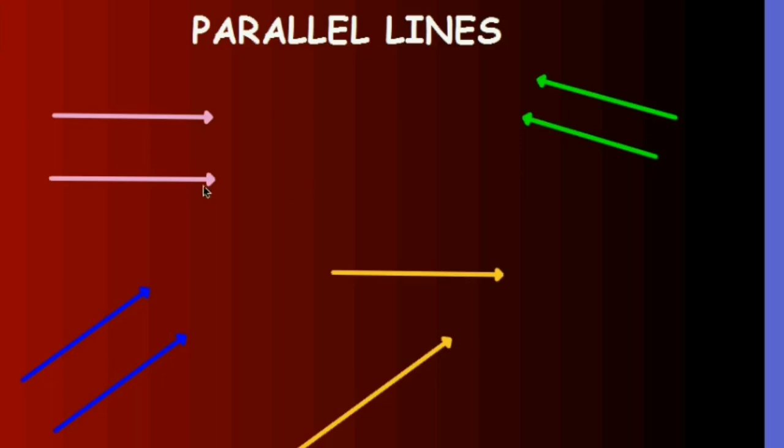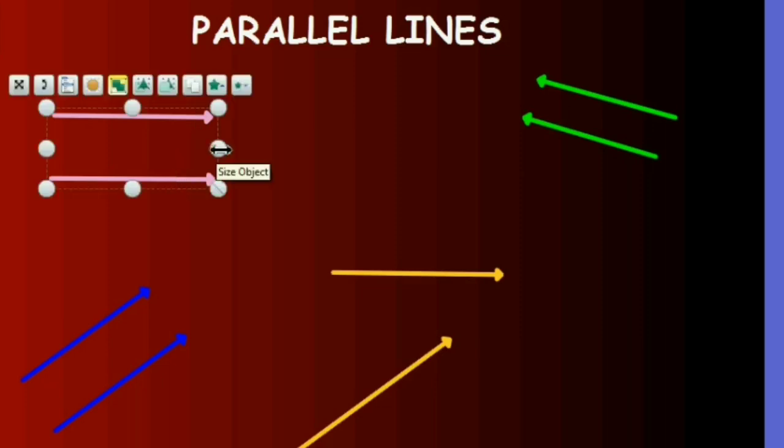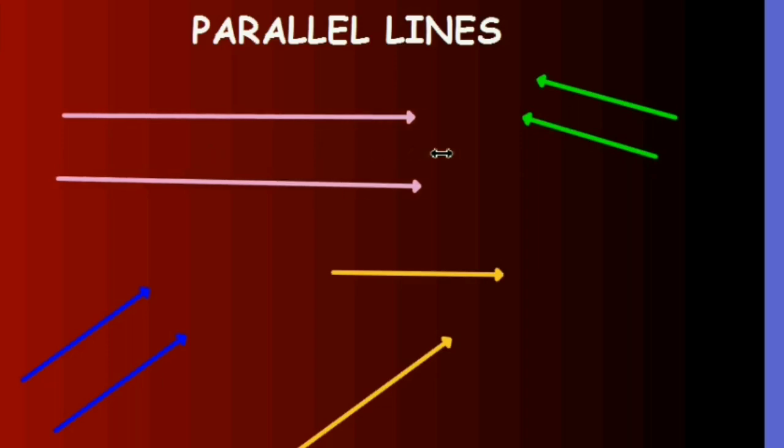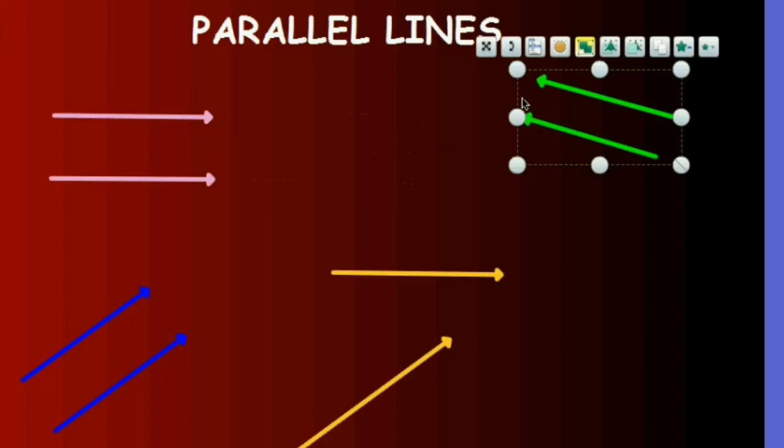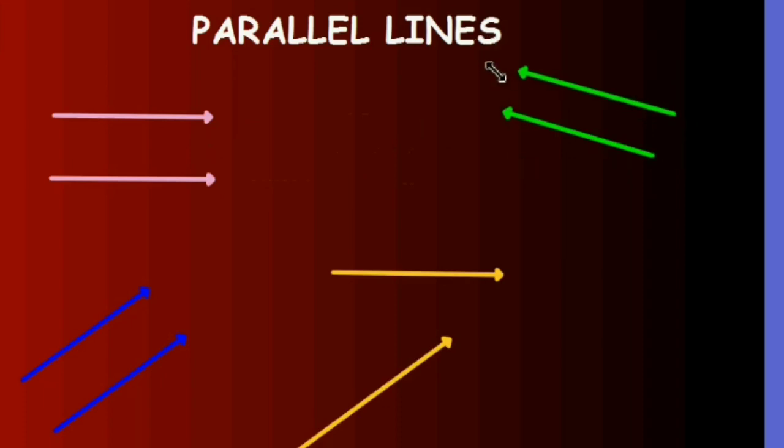The first pair of lines has the same distance in between both the lines. If we extend them, they never intersect each other. Now, what about the second pair of lines? The second pair also has the same distance between both lines, and if we extend them, they will never intersect. What about the third? The third also has the same distance, and if we extend them, they will never intersect each other.